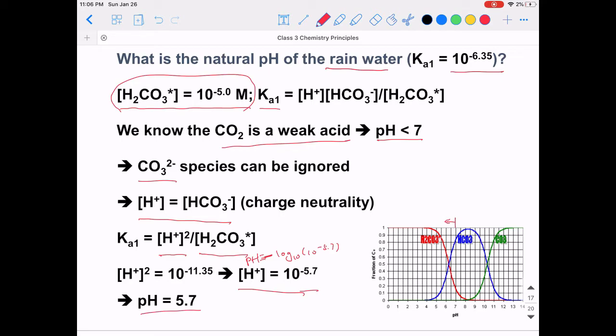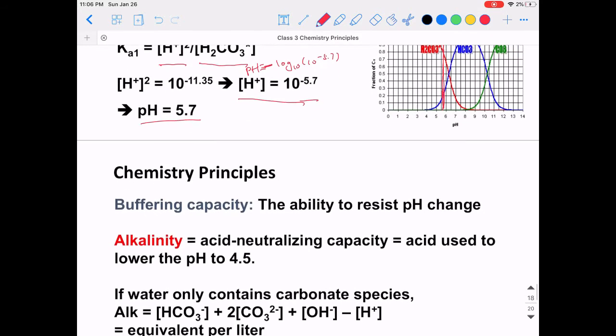You can see that natural rainwater is going to be under an acidic condition, right? Also, we can see from this graph here that at a pH of around 5.7, the concentration of the bicarbonate ion is around a quarter of the carbonic acid concentration, right?